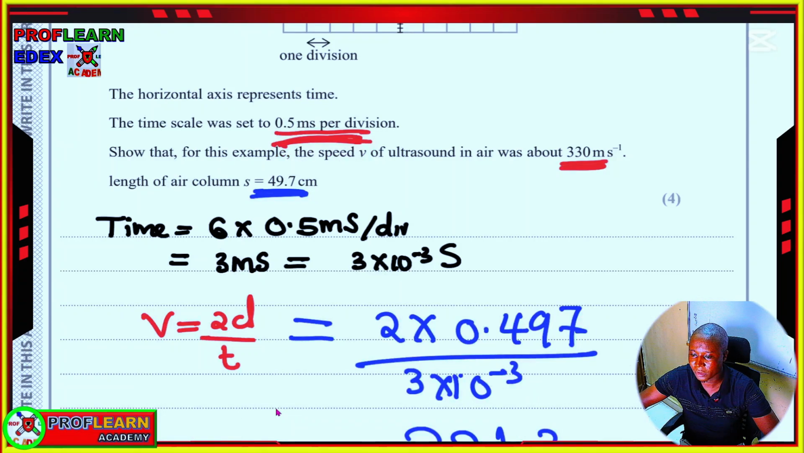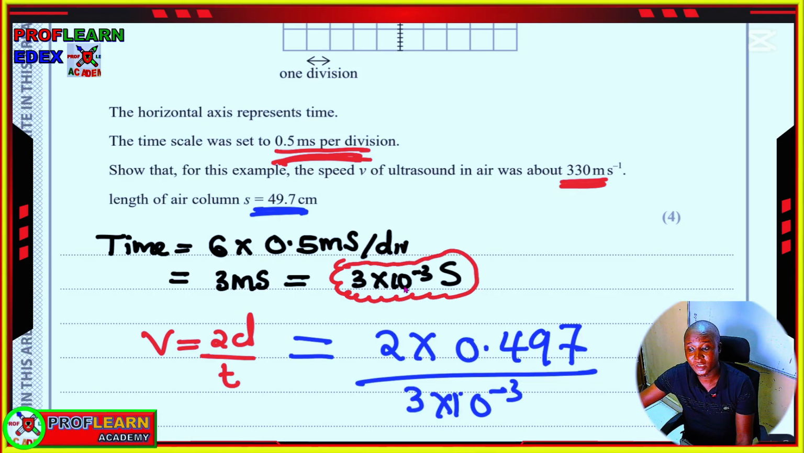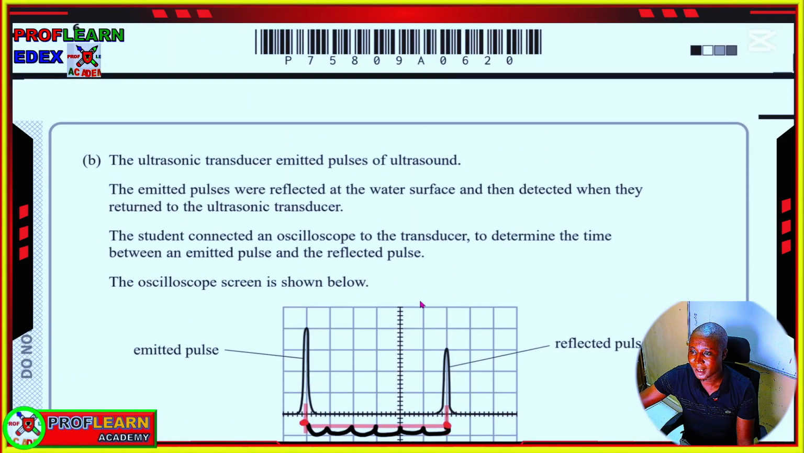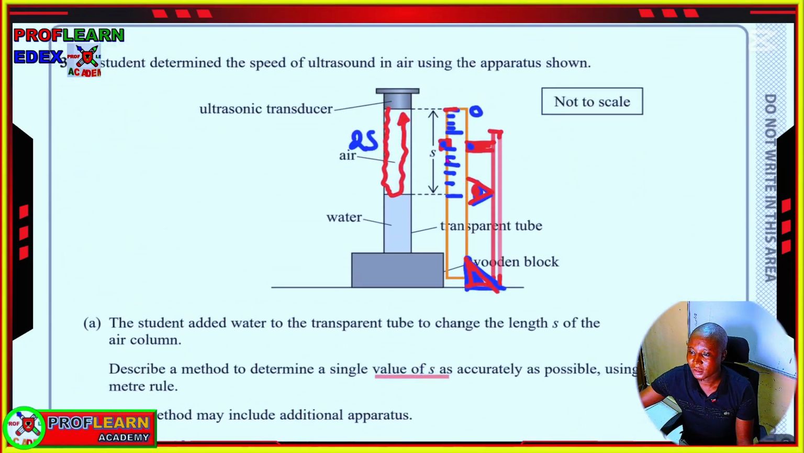So 6 times 0.5, we are going to get 3 milliseconds, and you have to convert milliseconds to seconds by multiplying by 10 raised to the power negative 3. So meaning that we have our time. But remember, when we are talking about the pulse being transmitted and being detected, the pulse will be transmitted, it will reach the surface of water, then it will come back. So it will cover twice the distance.